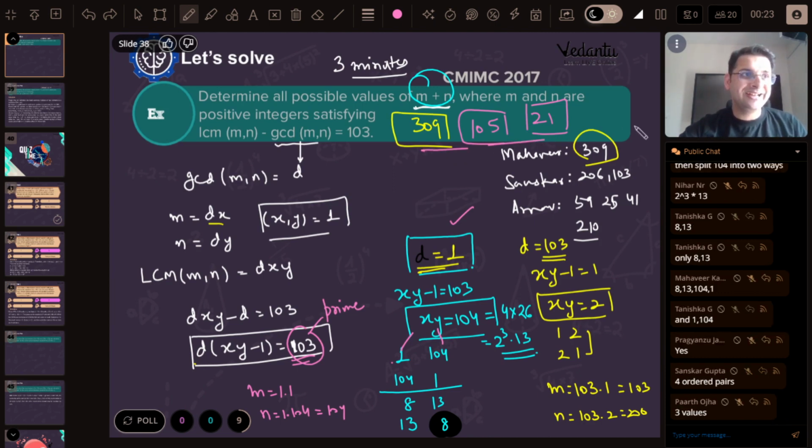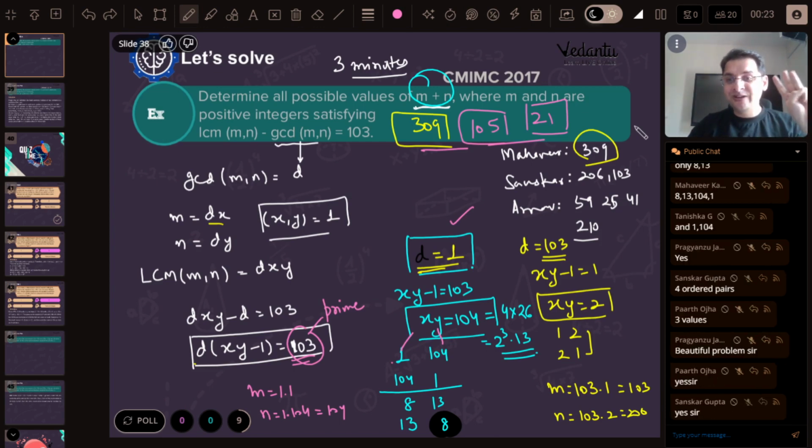So these are the three possible values of m plus n. Is this clear to all? So three possible values of m plus n.